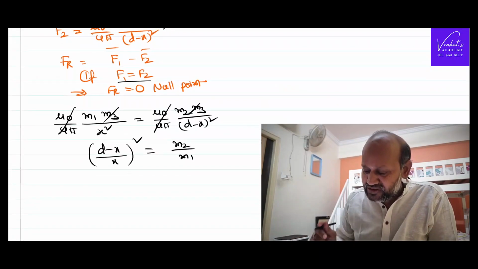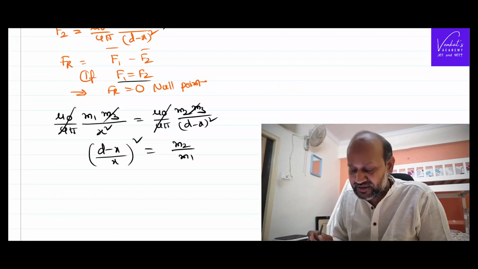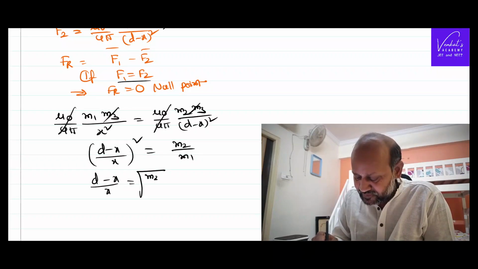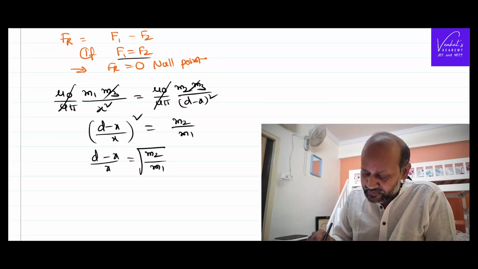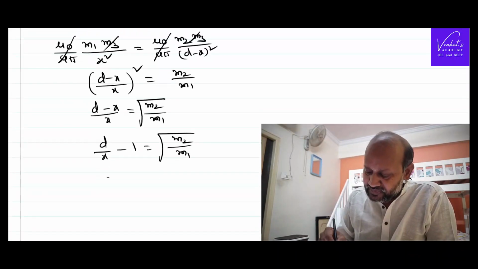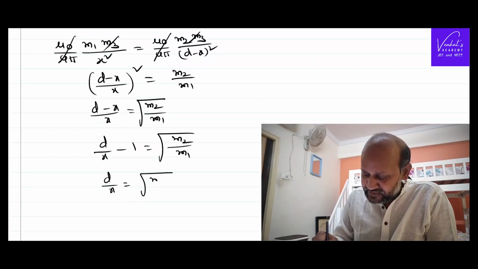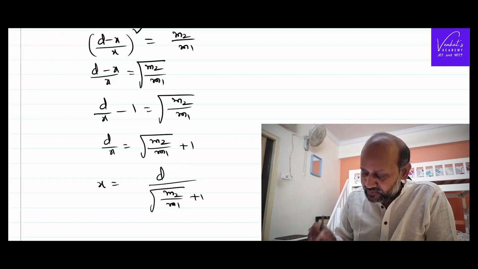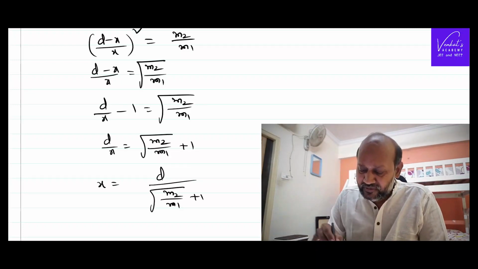I need to find out the location of x. Where do I get a null point? Let's take the square root on both sides. D minus x by x is the square root of M2 by M1. So divide with x: on the left-hand side, d by x minus x by x, which is 1, equals root of M2 by M1. So d by x is root of M2 by M1 plus 1. I need to find x. So x is d by the square root of M2 by M1 plus 1. That's the location of the null point.